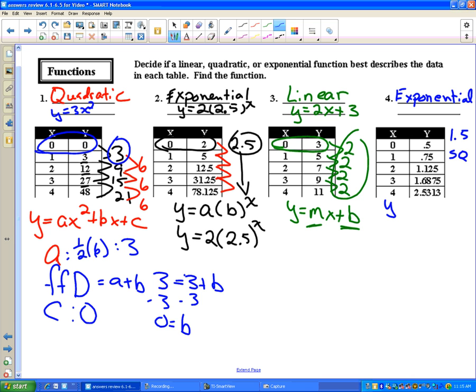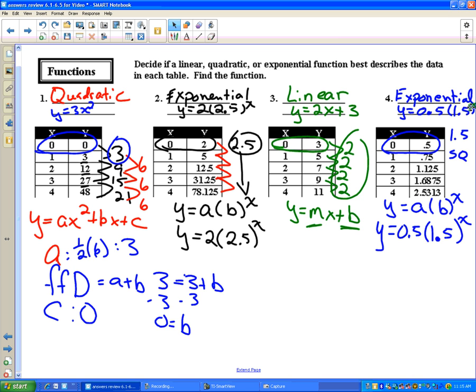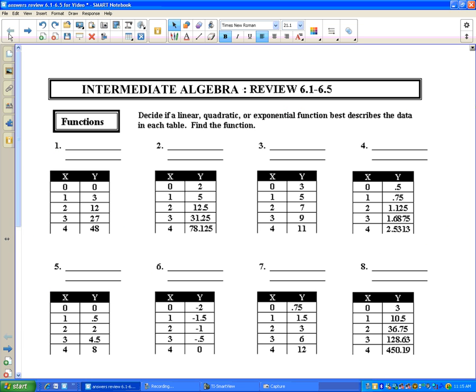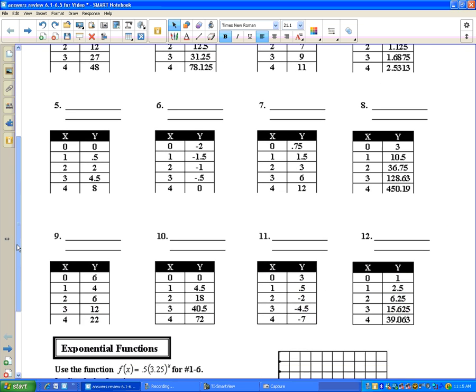So again, y is equal to a times b to the x power. A is y when x is 0, so y is equal to 0.5 times b, my successive quotient or common multiplier, 1.5 to the x power. Kind of ran out of space there, to the x power. Okay, that's 1 through 4. Let's go ahead and do 5 through 8.